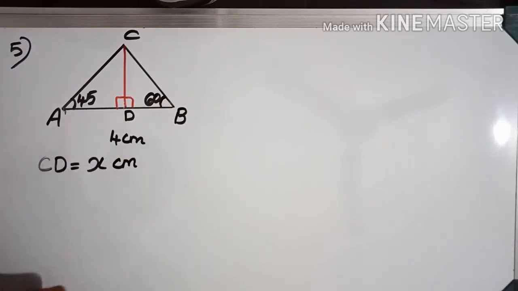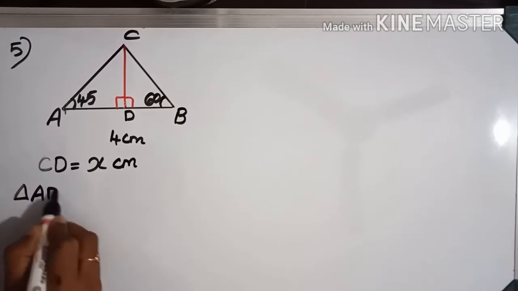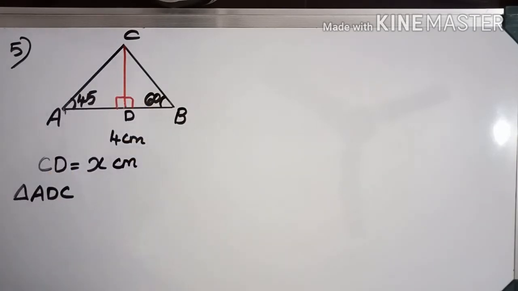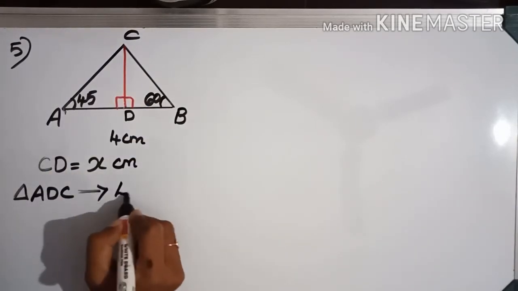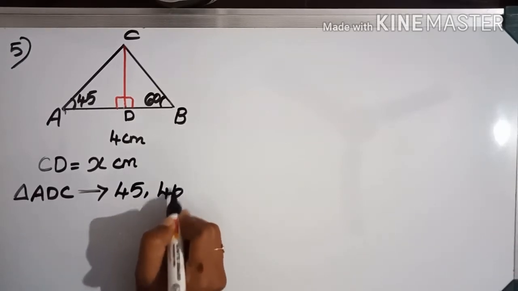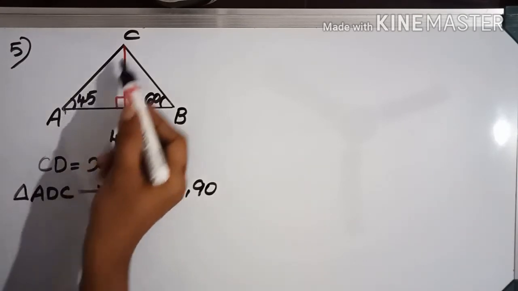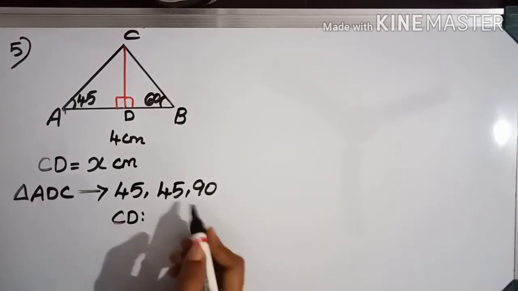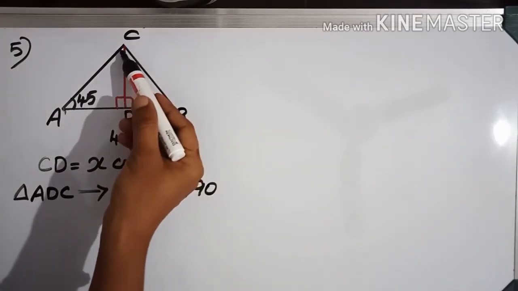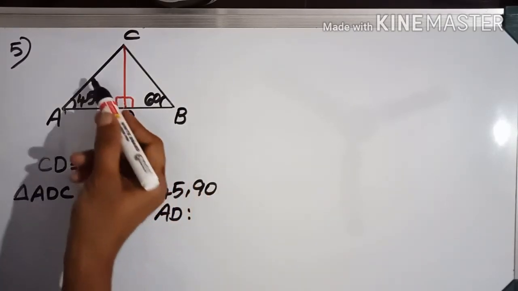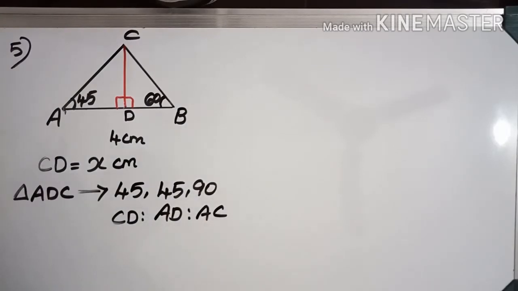Now consider the first triangle, triangle ADC. This is 45, this is 90, so this will be 45 degrees. That means we can write it as 45, 45, 90. Now let's write the sides. The side opposite 45 is CD, next the other 45's opposite is AD, and the 90's opposite is AC.